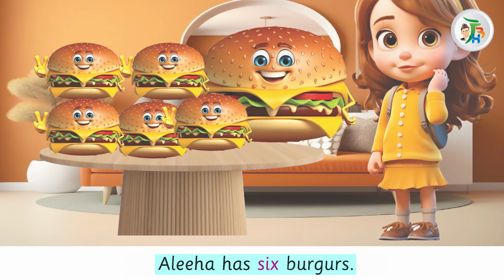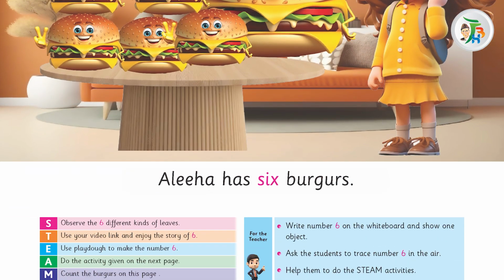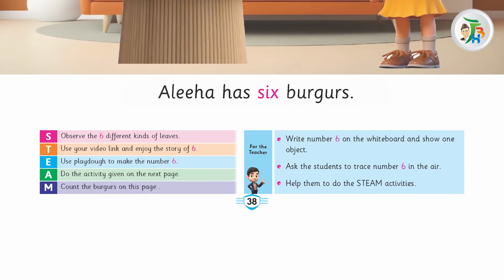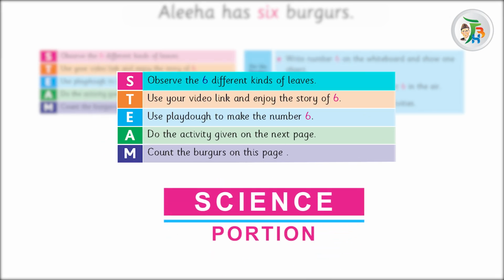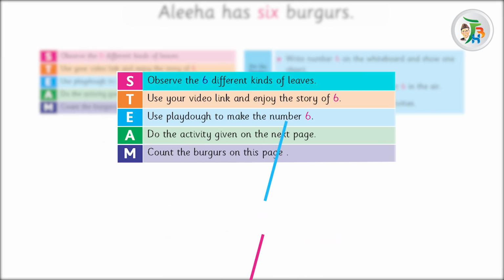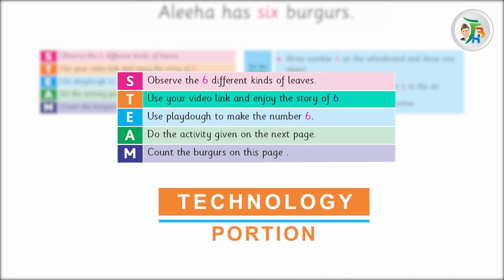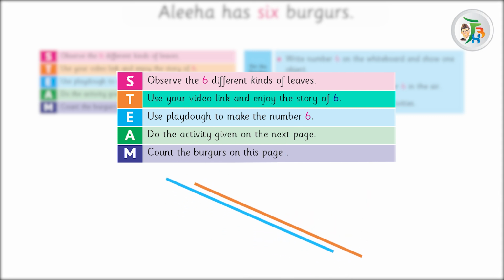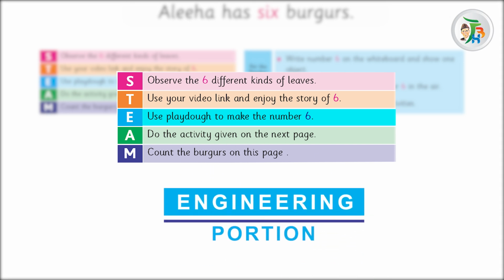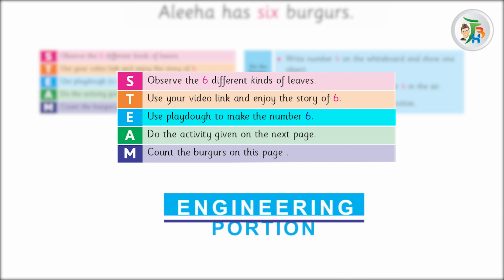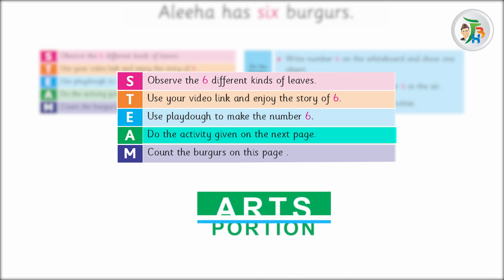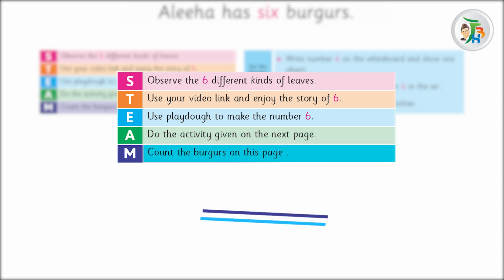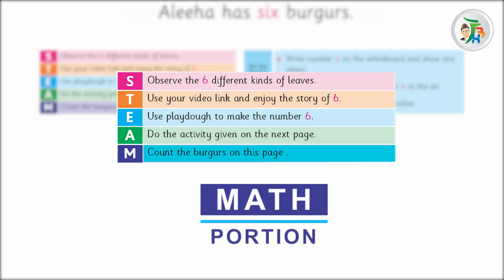The girl name is Aliha. Aliha has 6 burgers. Instructions for the teacher. So dear teachers, you have to engage the students in different STEAM activities. For science portion, give them a task to observe 6 different kinds of leaves. For technology portion, use video link and enjoy the story of number 6. For engineering portion, provide them a Play-Doh and ask them to make a number 6. For arts portion, guide them to do the activity on next page. And for the math portion, give them a task to count the burger on this page.